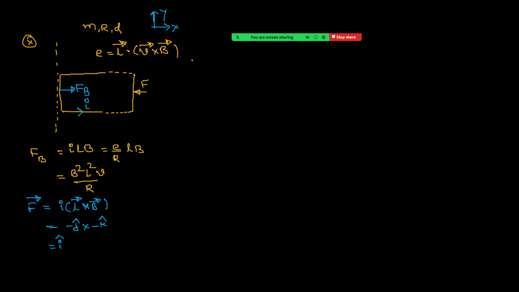Okay, right. So now we can see what the net force is. Net force is this applied force minus the magnetic force, right? So F minus B square L square V upon R. This net force equals mass into acceleration.